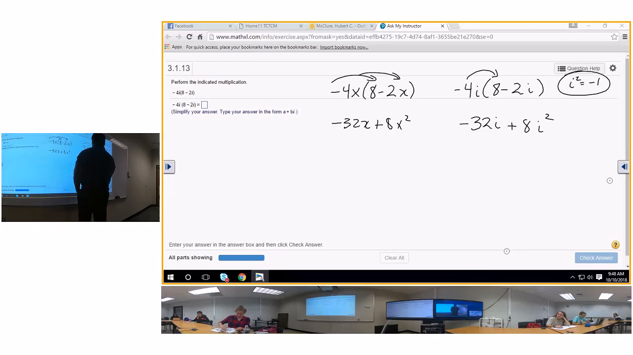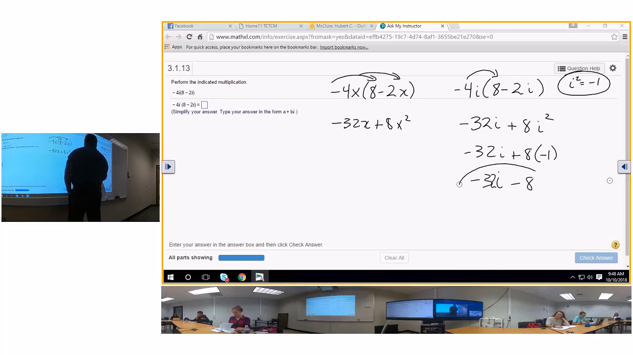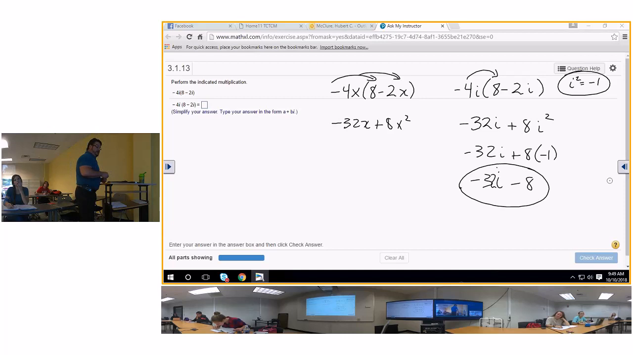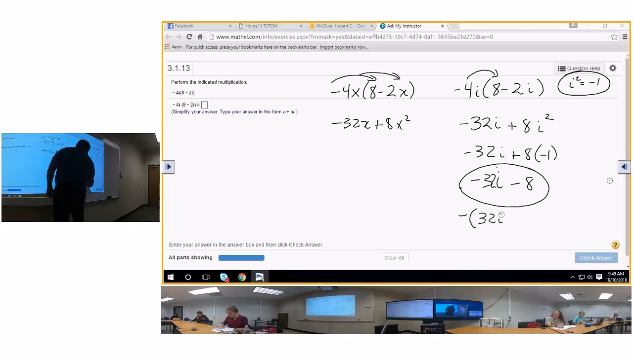So therefore, this is -32i plus 8 times -1. And that's -32i minus what? 8. Now you could factor out a -1, but there's no use in it. So your answer is -32i minus 8. Well, if you factored out a -1, you get -1 times 32i plus 8.